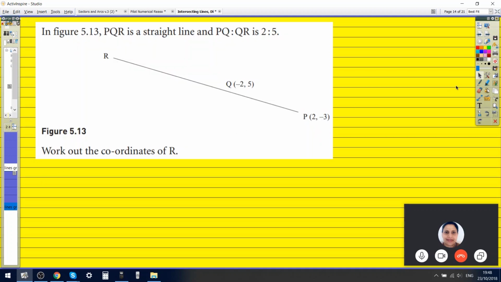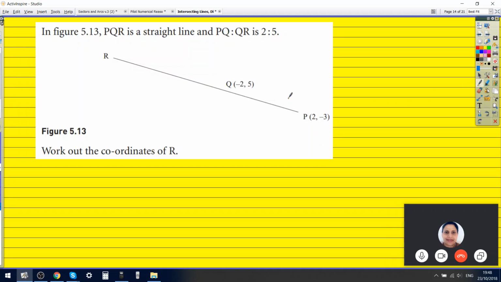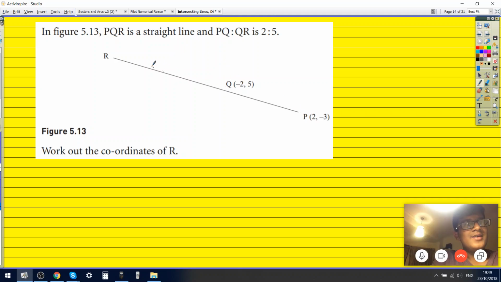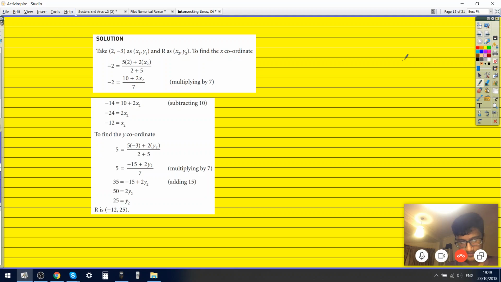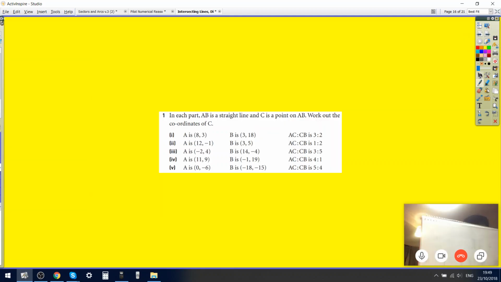So 2 is to 5. Oh, of course. It's 2 is to 5, not 5 is to 2. So because we were looking at it backwards, it would just be 5 sevenths instead of 2 sevenths. Right, because that's the ratio. Because I did it the other way around. Okay. Something to watch for, because it was backwards.